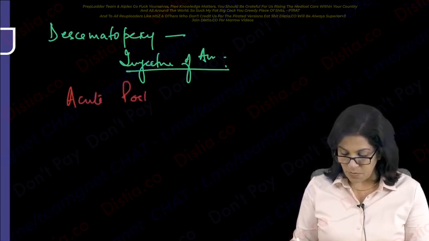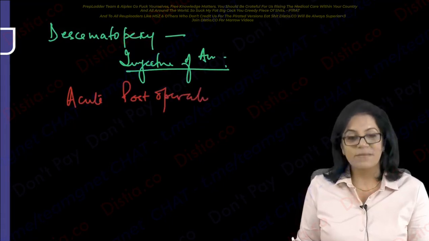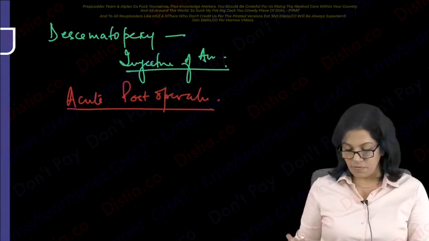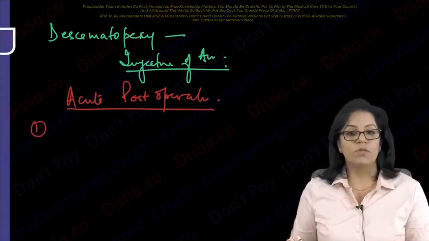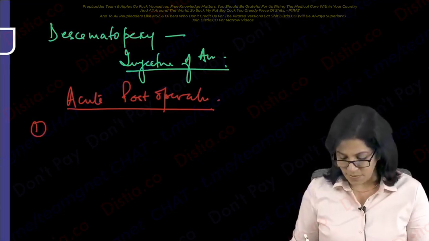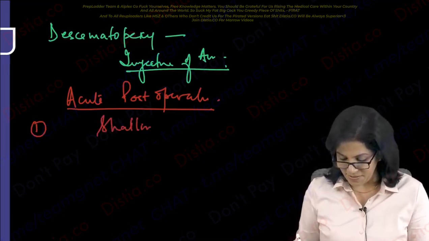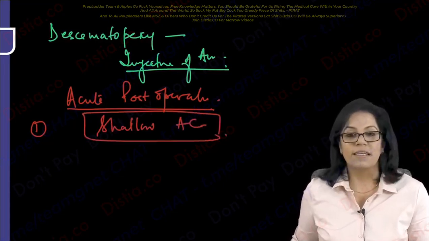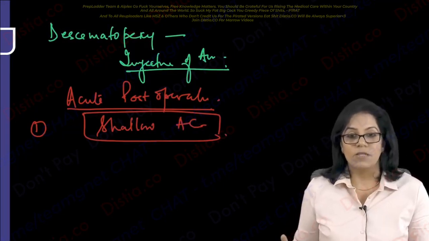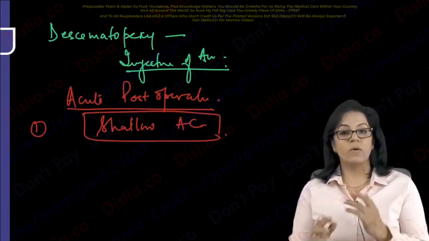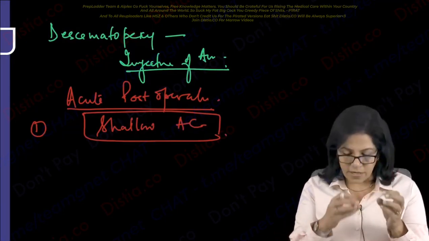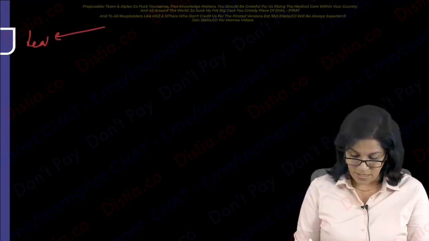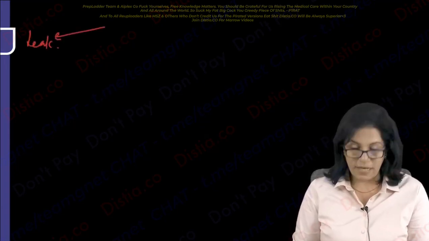Talking about acute postoperative complications. One most important, on post-op day 1, what I am getting is a shallow anterior chamber. What can be the causes of shallow AC? If I am getting it in 1 or 2 days, what is the cause? So let's think. Shallow AC, either the wound is leaking, so aqueous is coming out. So one cause could be leak.